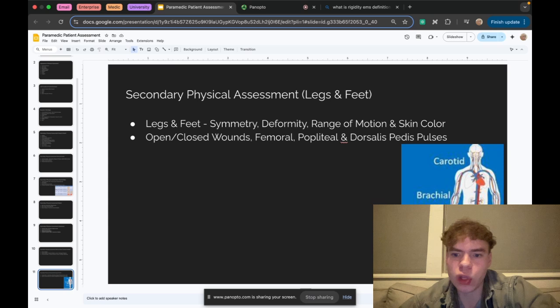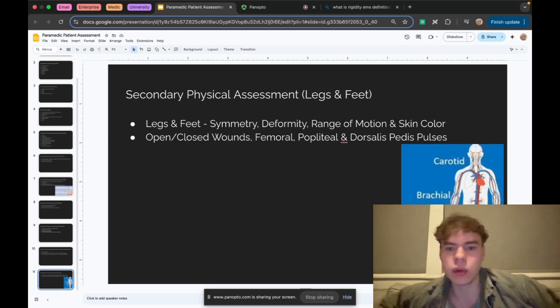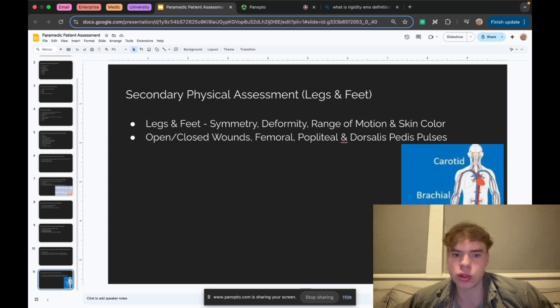And then with your legs and your feet, same thing. You're looking at symmetry, deformity, range of motion. Can they move their legs? What's their leg color? Any wounds, and then also feeling the pulses as well. So you have your femoral, your popliteal pulse, and dorsalis pedis.